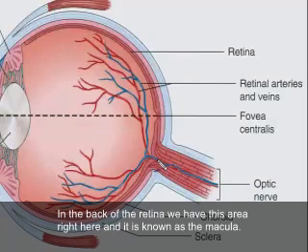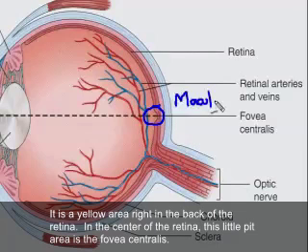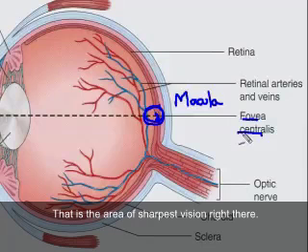In the back of the retina, we have this area right here, and it is known as the macula. It is like a yellow area right in the back of the retina. And in the center of the retina, this little pit area, is the fovea centralis. And that is the area of sharpest vision right there.